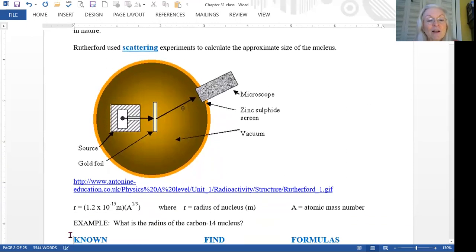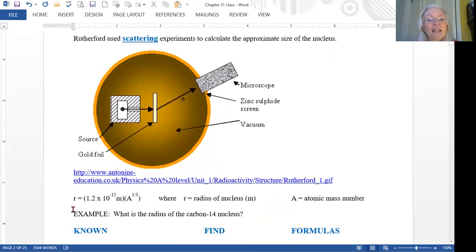And in the end result, with his scattering experiment, we have an equation, which you'll need to know for the quiz on this chapter, that relates the radius of the nucleus to the atomic mass number. So R is equal to 1.2 times 10 to the minus 15 meters, multiplied by the cube root of the atomic mass number.